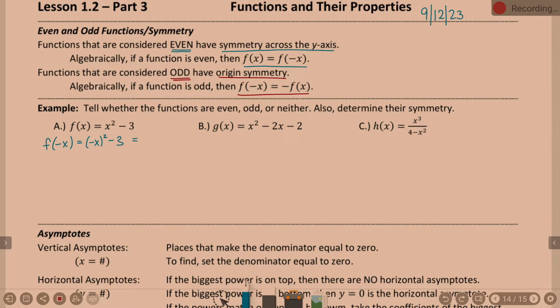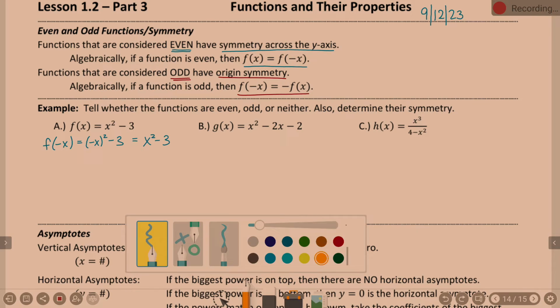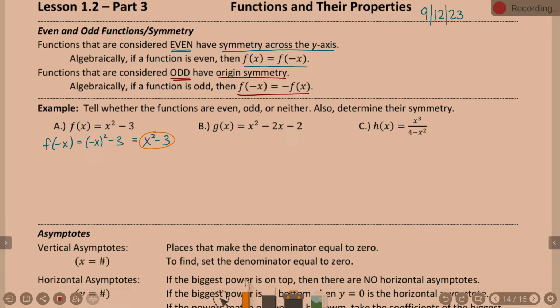Now we do cleanup. What is negative x raised to the second simplify out to be? x to the second, right? Because a negative times a negative is a positive. And so this is equivalent to x squared minus 3, yes? What do you notice here? They equal each other, yes? Right here, I just got x squared minus 3. What was my original graph? x squared minus 3. These graphs equal each other. If f of x equals f of negative x, what do my rules tell me?